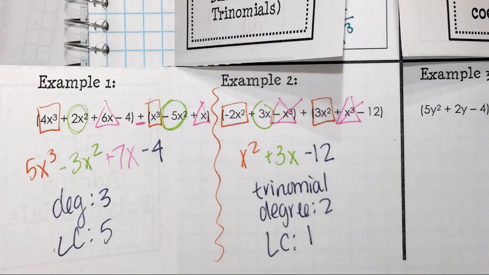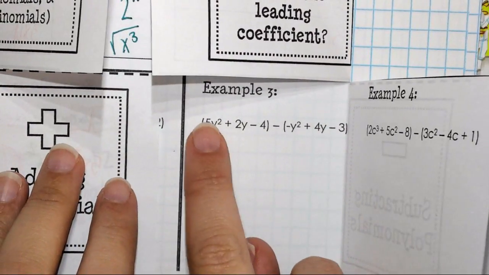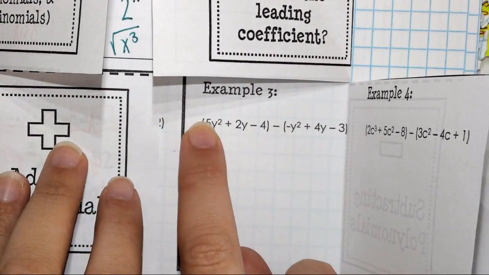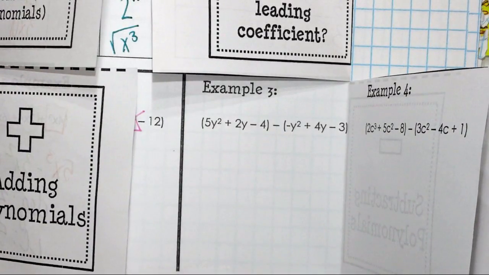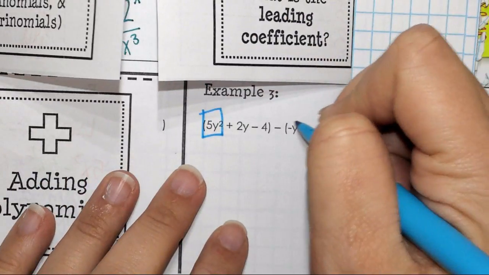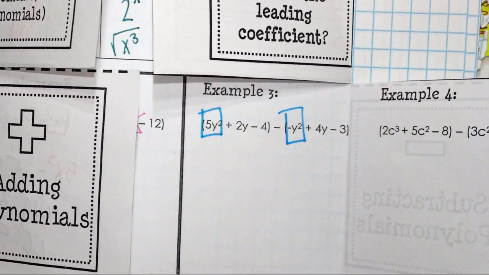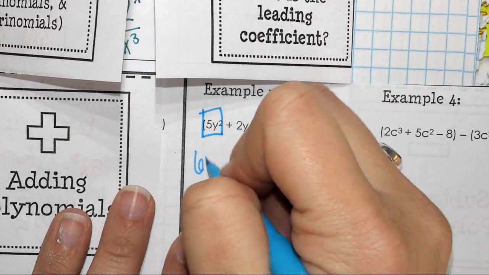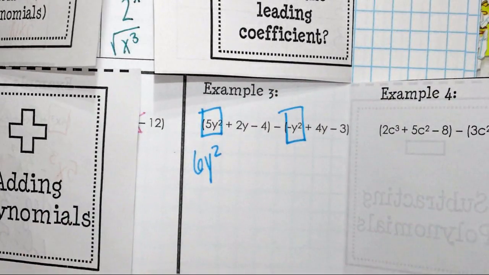Now, on the subtracting, you do the same exact thing, except you must watch your signs on subtracting. You must watch your signs. Because right here, for example, we have 5 minus a negative 1. Well, when you subtract a negative, what do you end up doing? You add. Good. So what is 5y squared minus negative 1y squared? 6y squared. Good.